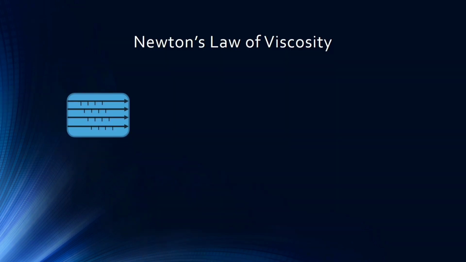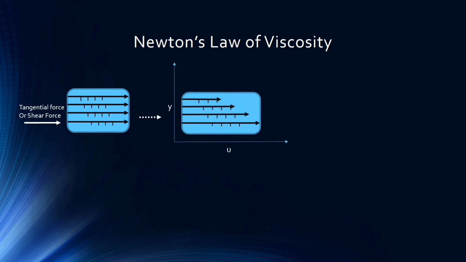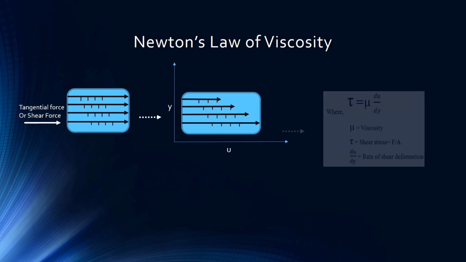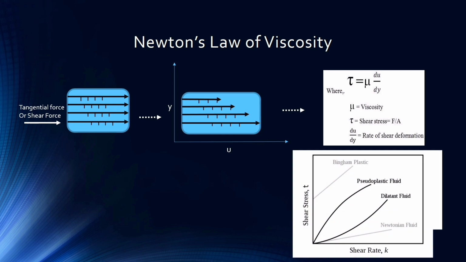Newton's law of viscosity is an important basis to classify real fluids. Let us have an amount of fluid and a shear force acts on it. As a result, a velocity profile will be generated as in front of you. Under these circumstances, Newton's law of viscosity states that tau is equal to mu into du over dy. Here tau is shear stress, which is basically shear force per unit area, and du over dy is shear rate. Mu is viscosity. A fluid that follows this linear relationship between shear stress and shear rate is called Newtonian fluid.